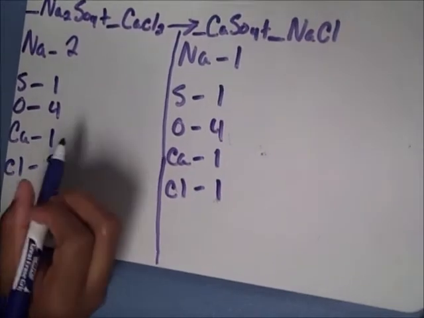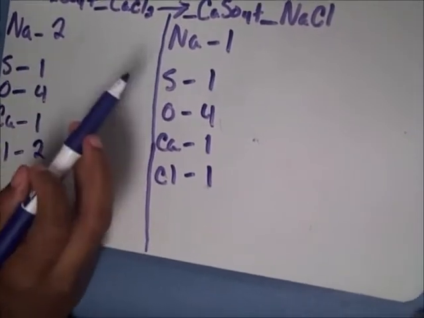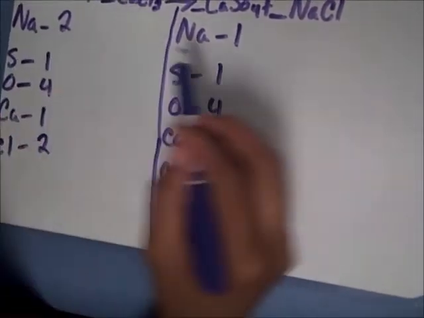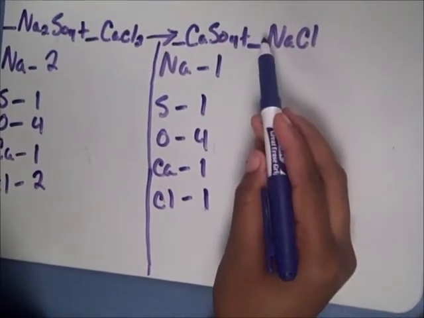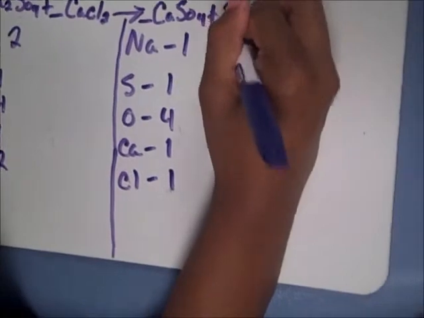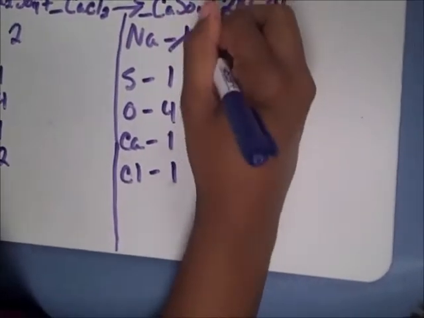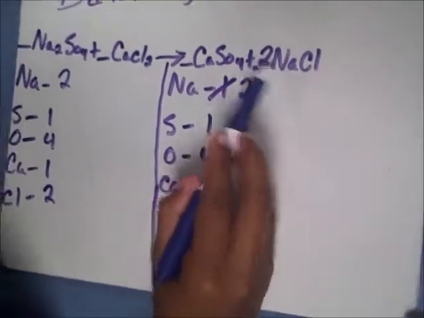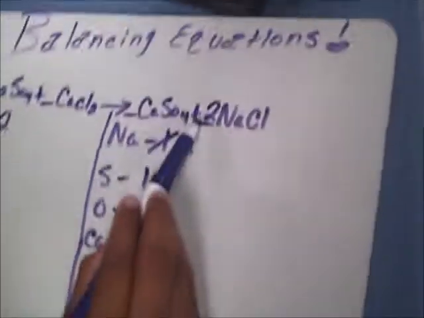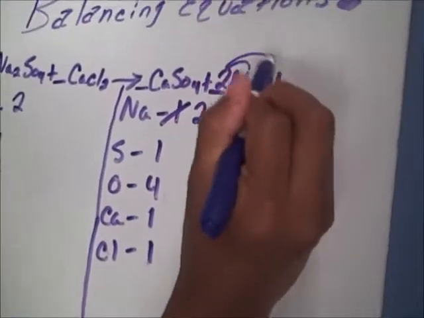So what is not balanced? The Na's. Right now we need to get this Na over here to be a 2. So we're going to go up here and just put a 2 right there. Now it's going to cross out this 1 and become a 2. But wait, what did it mess up? It messed up the Cl also because the 2 goes over to the Na and the Cl.